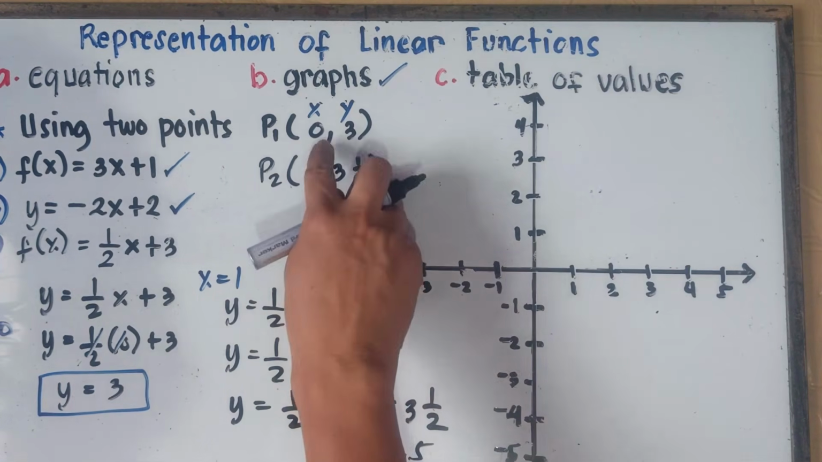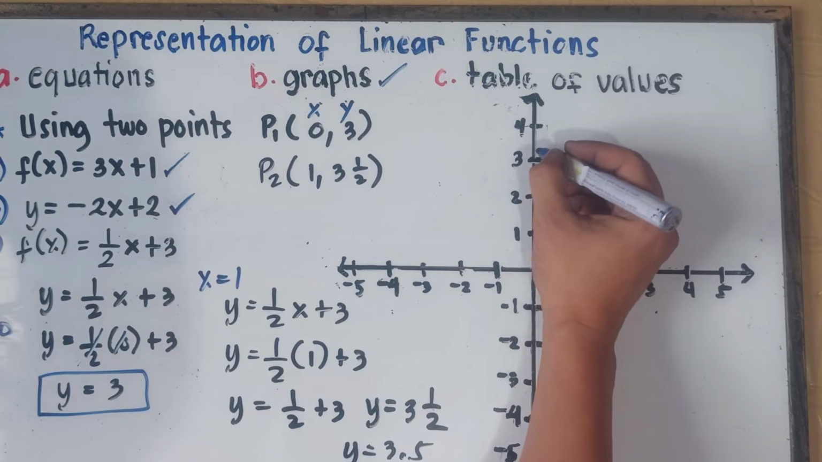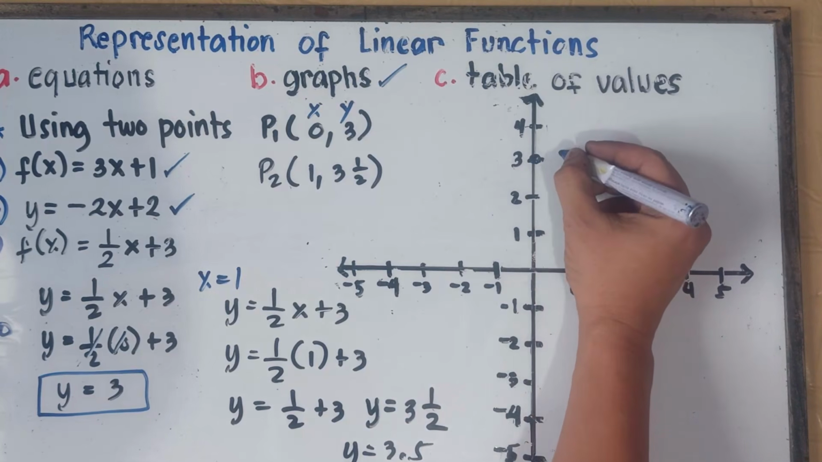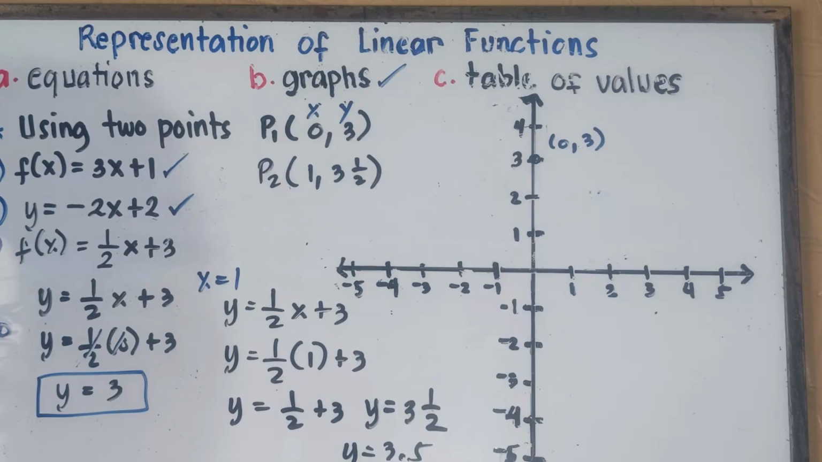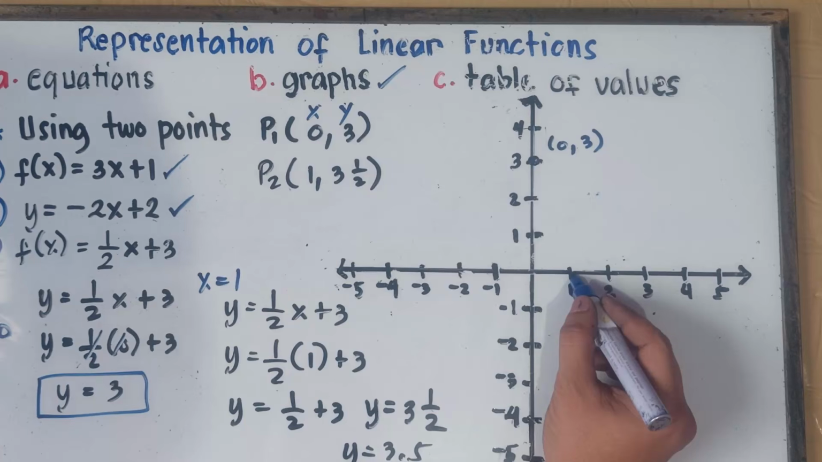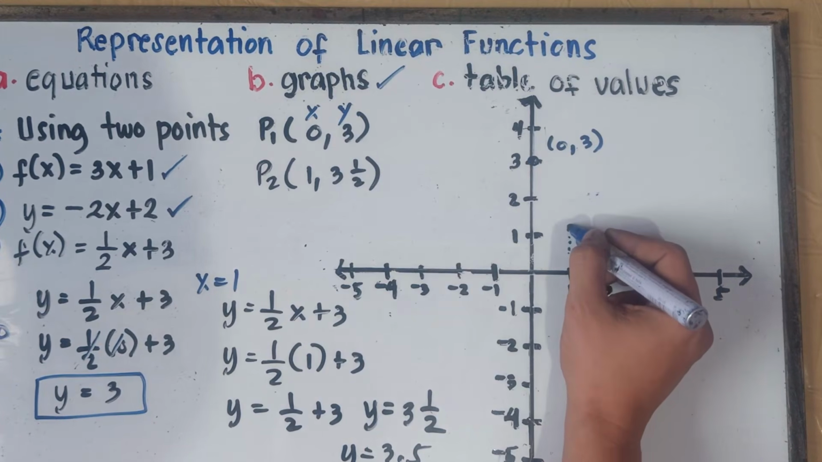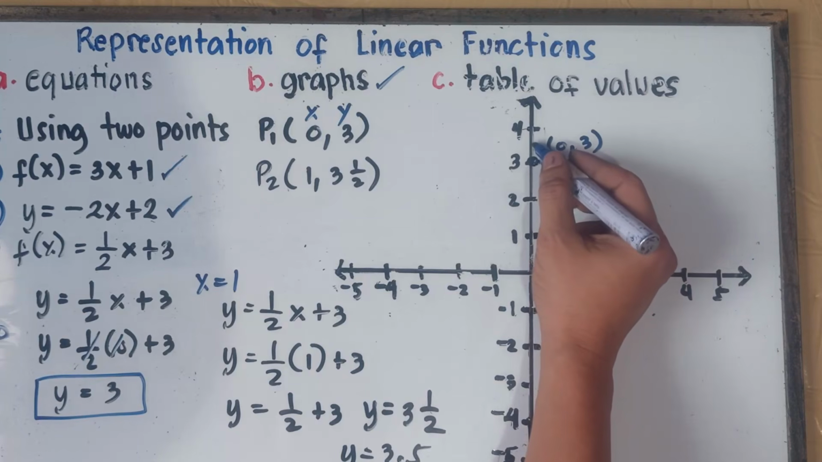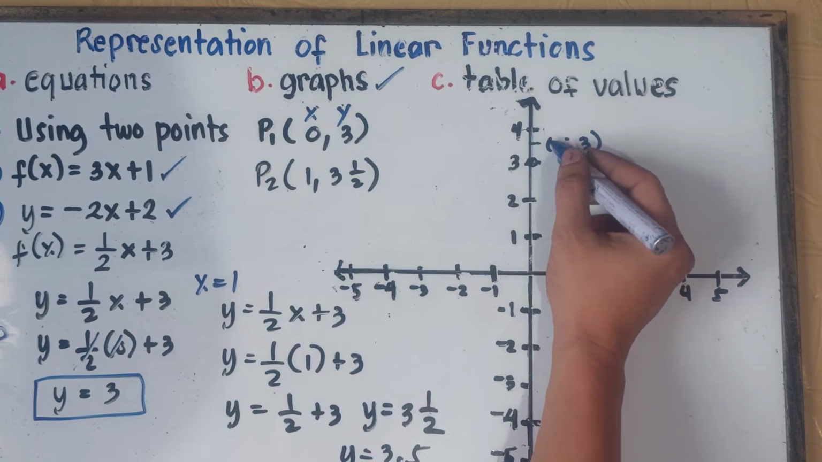Alright, so 0 and then 3. Where's that one, class? On the Cartesian plane, x is 0 and then y is positive 3. This one right here. And the other one, x is positive 1, and then y is positive 3 and 1/2. Where's that one, class? X is positive 1 and then y is 3 and 1/2. This one right here, class, in between 3 and 4.